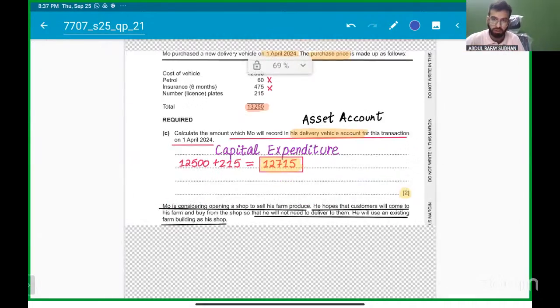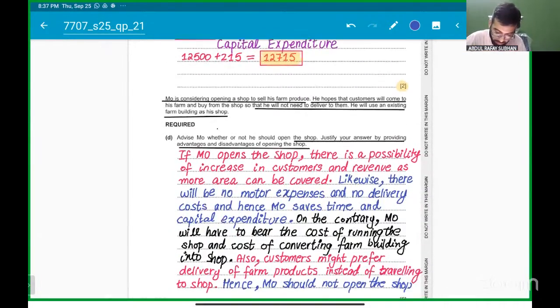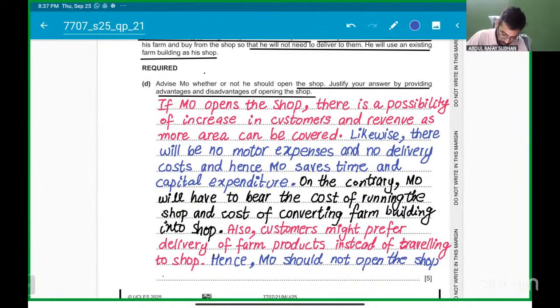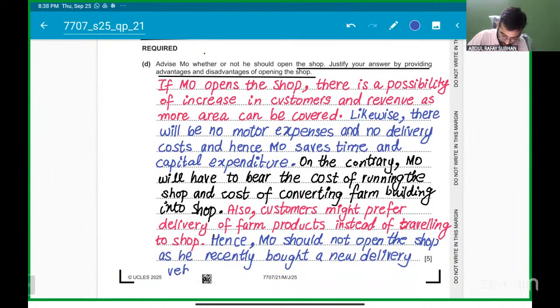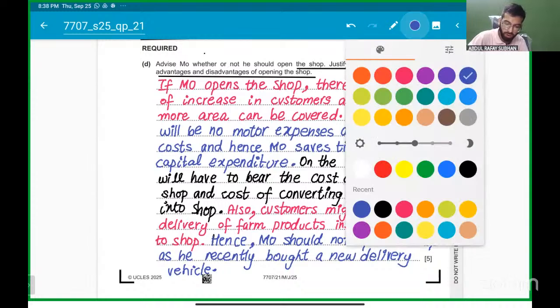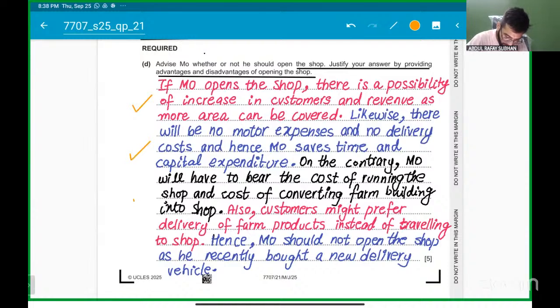आप ये एक वैलिड पॉइंट है कि आपने क्वेश्चन से भी कनेक्ट कर दिया इन द एग्जाम, that the student have connected with the question as well। Hence Mo should not open the shop as he recently bought a new delivery vehicle। तो अभी उसने ऑलरेडी एक्सपेंस किया हुआ है, तो he should consider this option later। So that is it, all 5 marks achieved। The first red color gives us 1 mark, blue color again, then black, then red, and then the blue color, all 5 marks for a perfect answer। It's exactly matching the lines as well। Is everyone getting it?